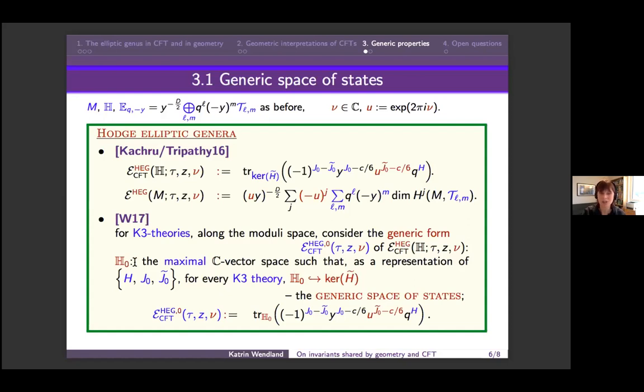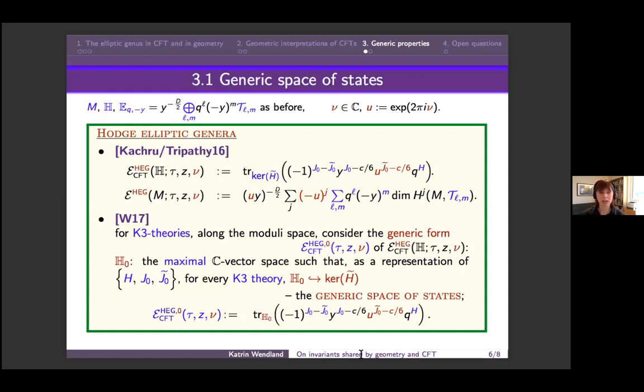Does it make sense? Am I getting the zero vector space? No, actually, we're getting an infinite dimensional vector space. So only with that information can you appreciate that this might be a construction that is worthwhile following. And then I think what they really wanted to define, at least I suggest to define, is this generic Hodge elliptic genus for K3 conformal field theories, where we're taking the trace over this would-be generic space of states H0 instead of the full kernel of H tilde. And what we're taking the trace of, that's the same expression.